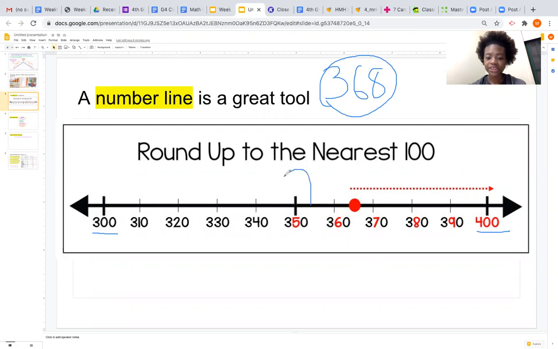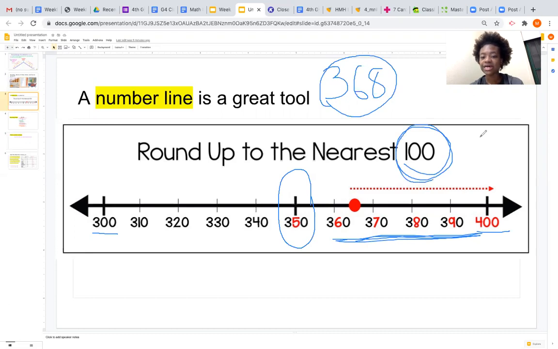Now, our midpoint, or the halfway mark, is 350. I know that 368 is greater than 350, right? Let's use what we talked about last week with comparing numbers and ordering numbers. Since 368 is greater than 350, we don't have to pay attention to the numbers on the left-hand side right now. We can just focus on what's here. And if we're rounding to the nearest 100, this tells us that 368 is closest to 400.